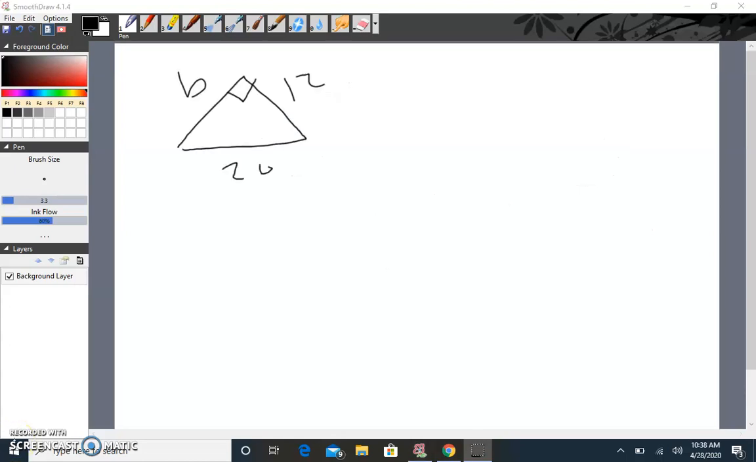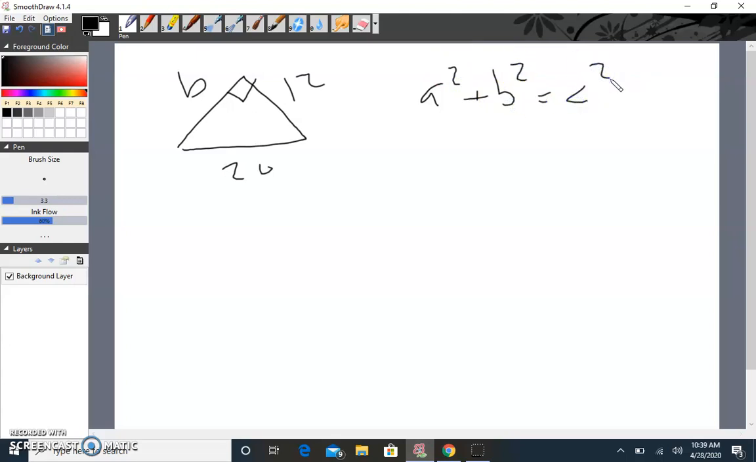Now we're getting into the more fun stuff. I love Pythagorean theorem and trigonometry. We have a right triangle. That's it by the square in the corner telling us that's a right angle. It is a triangle, so it makes it a right triangle. With that, we can use Pythagorean theorem. A squared plus b squared equals c squared.